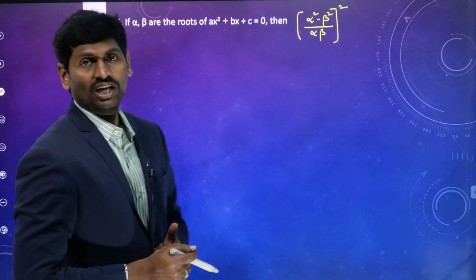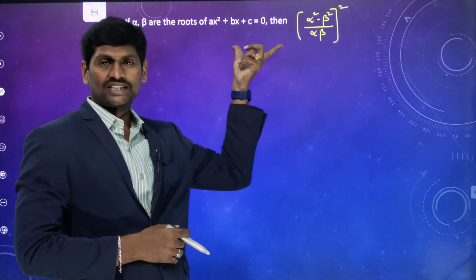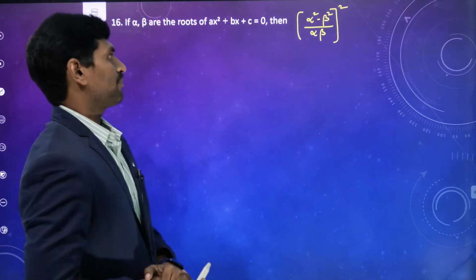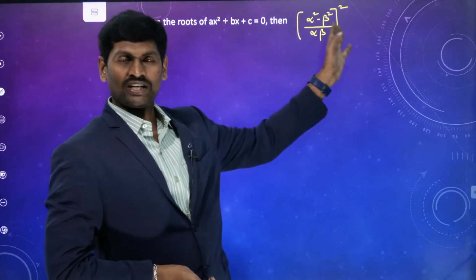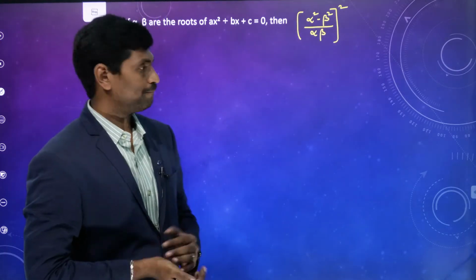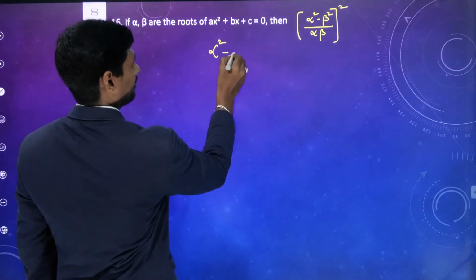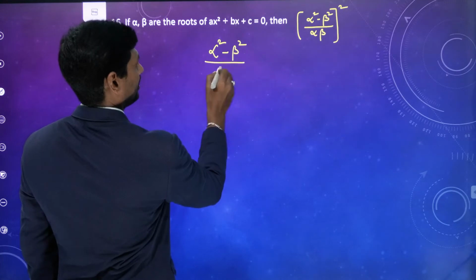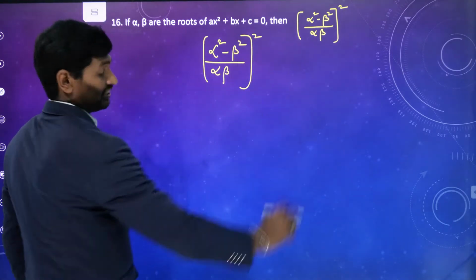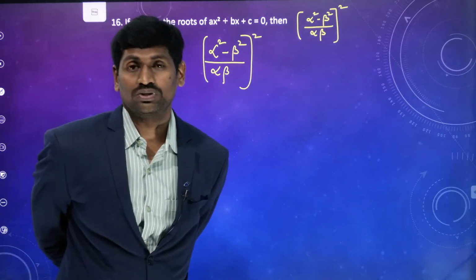Now, if alpha comma beta are roots of this general form, ax square plus bx plus c equal to 0, nothing but quadratic equation. We need to find alpha square minus beta square by alpha beta whole square. See here, I am taking that alpha square minus beta square by alpha beta whole square, and clearly it is given that alpha comma beta are roots.